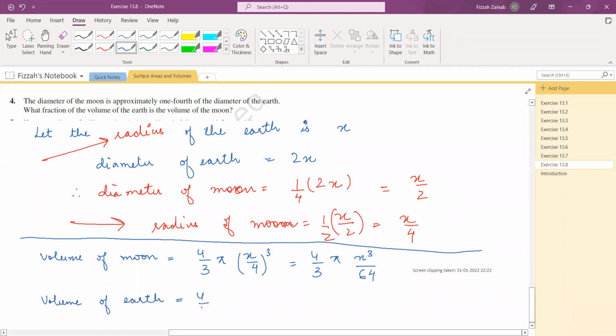Now next we will find the volume of the earth. This is 4 upon 3 pi. What is the radius of the earth? It is x, simply x cube. So this will become 4 upon 3 pi x cube, right? Now read the question again. What is it saying? You have to find what fraction of the volume of the earth is the volume of the moon. I mean, what is the relationship between the volume of the moon and the volume of the earth? So let us try to find their ratio.